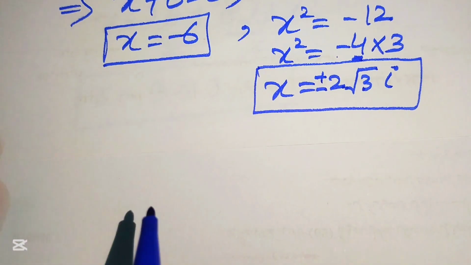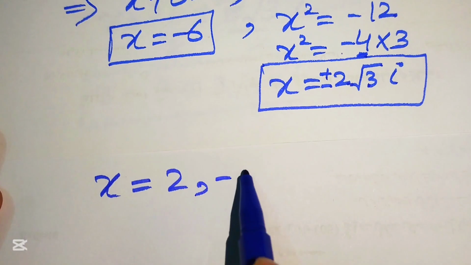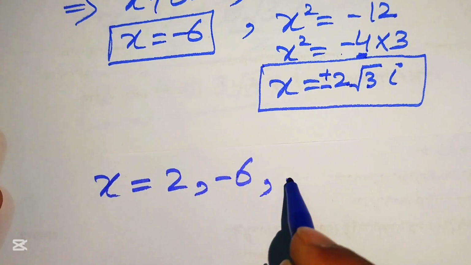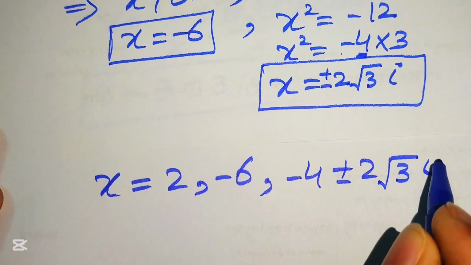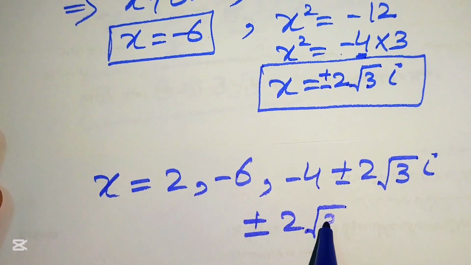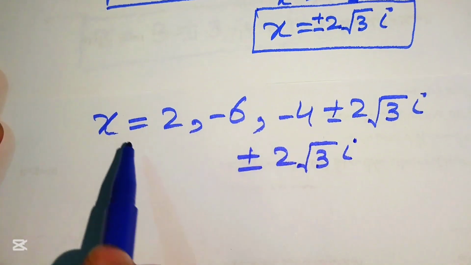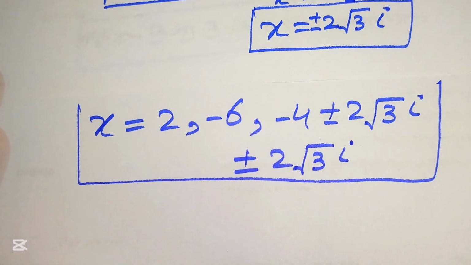So finally we have the 6 roots of the given equation: x equals minus 2, minus 6, and minus 4 plus minus 2 times square root of 3 iota, and minus 6 plus minus 2 times square root of 3 iota. So these are the total 6 roots of the given equation, and this is the final answer.